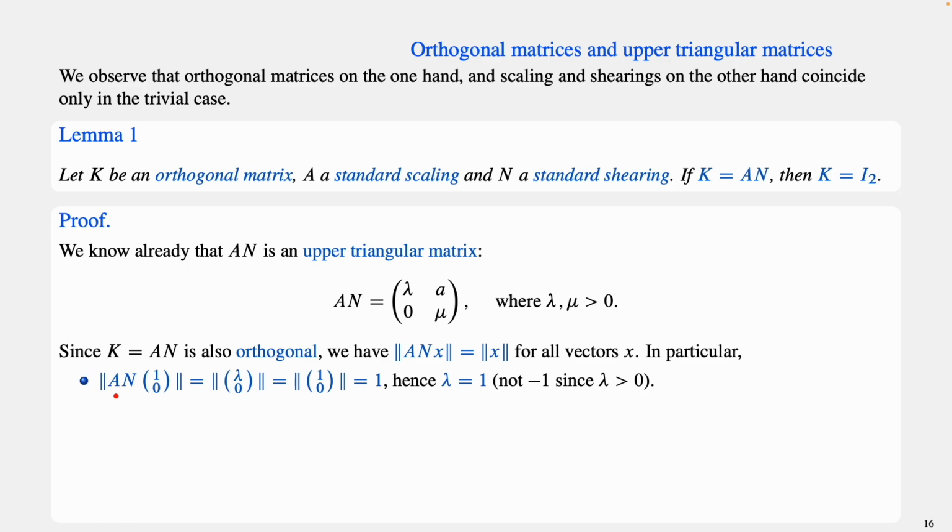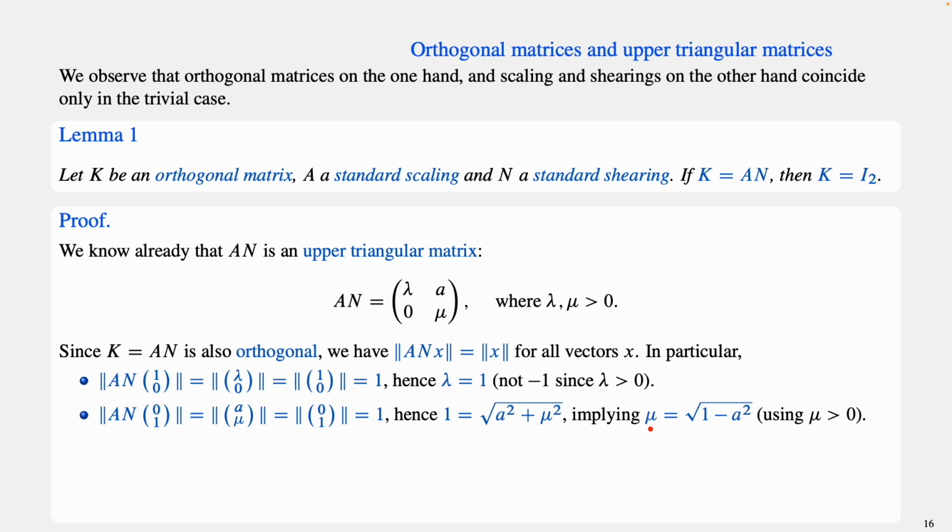Now let's apply this matrix to a different vector, namely the second canonical basis vector. This gives us then the second column of the matrix with entries a, mu. And if we take the norm, then again by the assumed orthogonality, we know that the norm of this has to be equal to the norm of the second canonical basis vector, so it's also equal to 1. And we can write this out. So 1 is equal to the square root of a square plus mu square. And if we solve this for mu, then we find that mu is equal to the square root of 1 minus a square. Again, we can discard the possible negative solution because we know that mu is positive from the standard scaling.